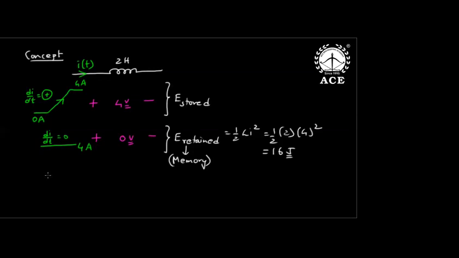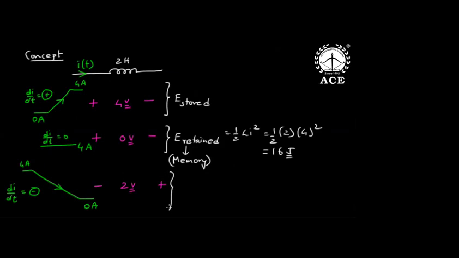Then if I go from the 4th second to the 8th second, the current is decaying, it is decreasing negatively, a negative ramp. Here it is going from 4 amperes to 0 amperes. So this di/dt is negative. Then what is the voltage? Minus 2 volts.